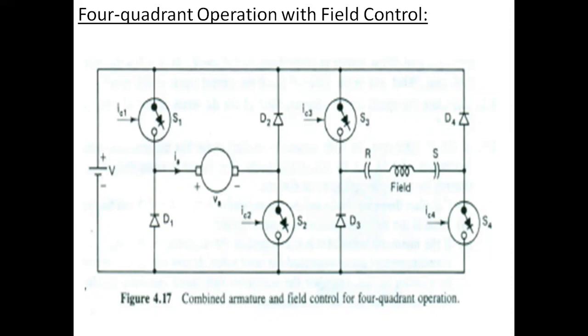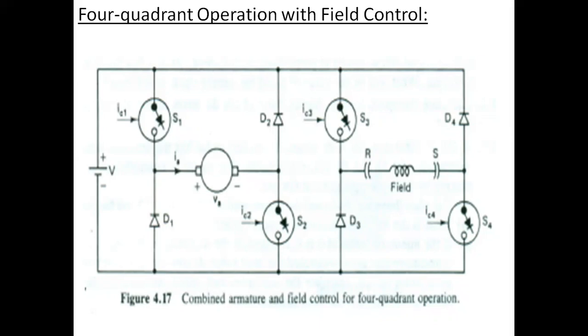This four-quadrant operation is obtained by a combination of field and armature controls, both field and armature controls. Actually, we were doing only armature control. So both the armature and field are supplied by class D two-quadrant choppers, which we have discussed in the earlier figure 4.13. The reversal switch RS is employed for field reversal.